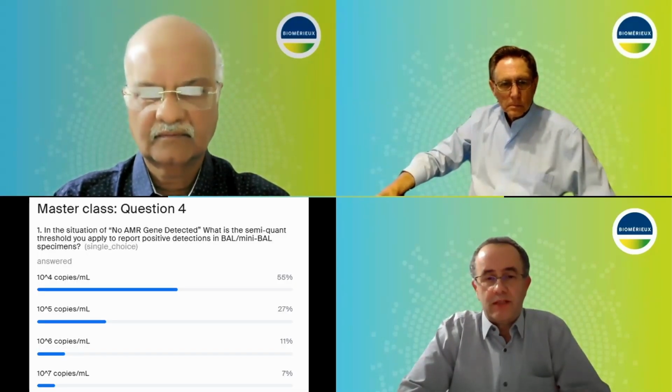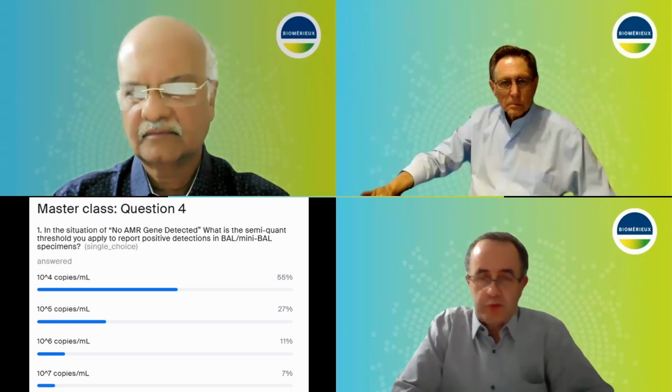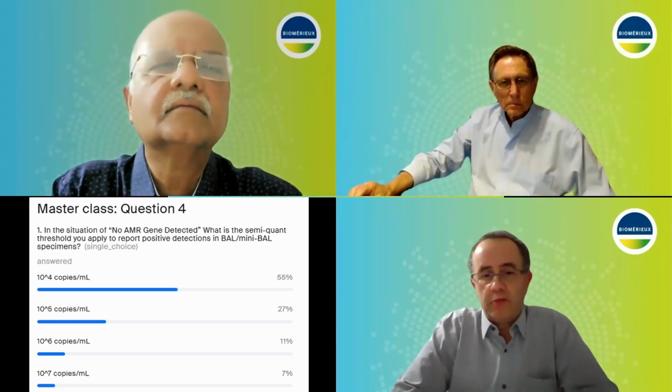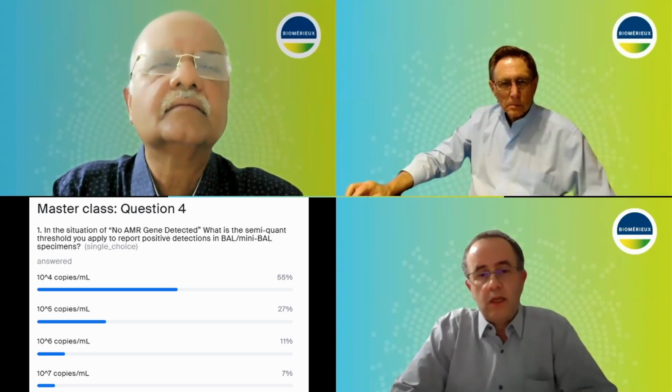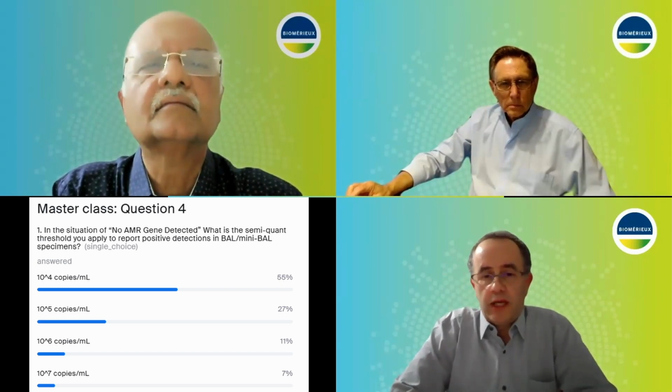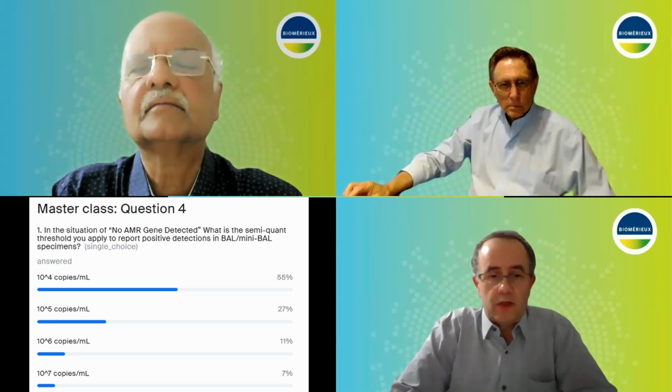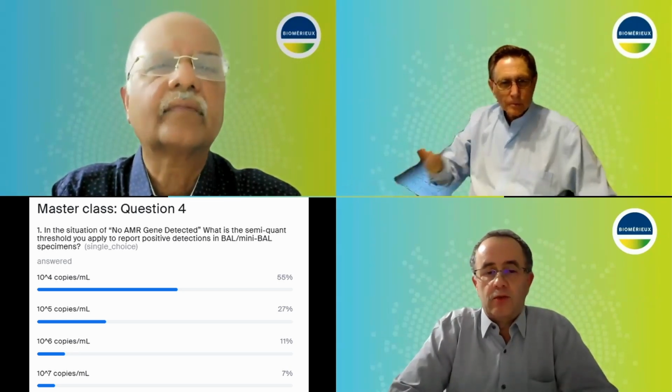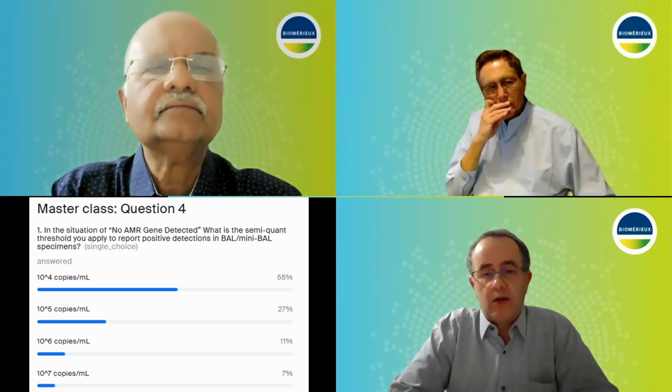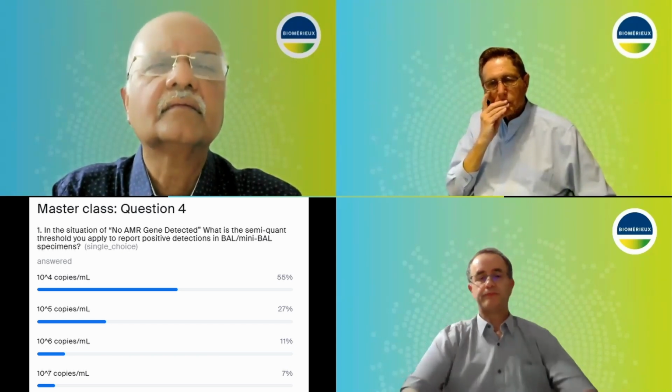Okay, thanks to both of you. So let's move to the next question, continuing to talk about semi-quantitative thresholds. This one is basically the same question, but this time not for sputum or ETA. This is for BAL and mini-BAL specimens. So again, same question. What is the semi-quantitative threshold you will apply to report positive detection? 10 to the 4, 10 to the 5, 10 to the 6, or 10 to the 7, but for BAL or mini-BAL at this time.